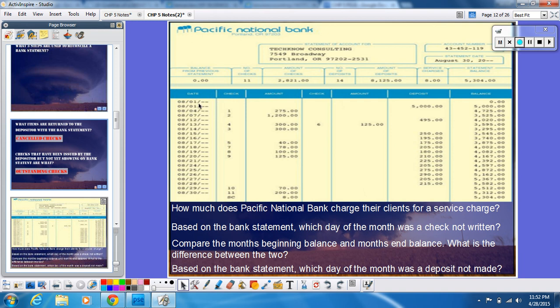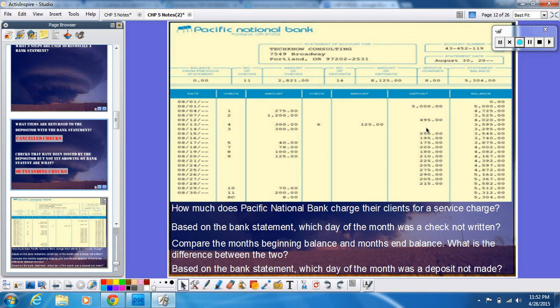So at 8-1, there was a deposit made because it has 8-1 here, but then look, 8-1 right here, deposit. Okay, deposit on 8-12. There are no deposits here though. See these two right here? So 8-4 and 8-7, no deposit. There were checks written on that day, no deposits though.